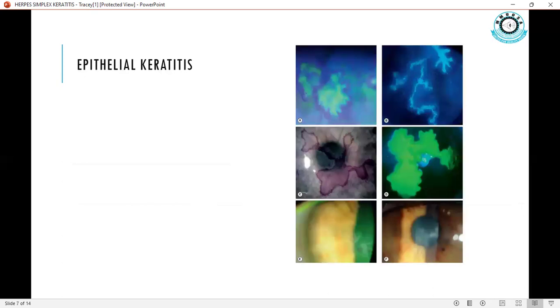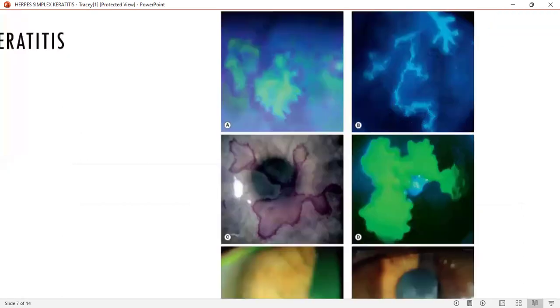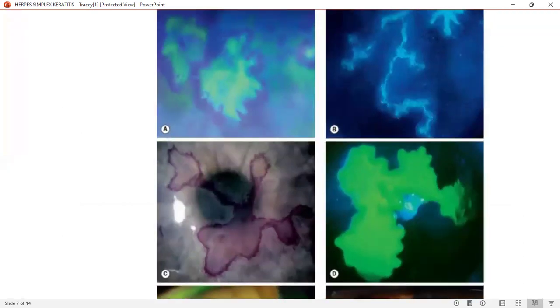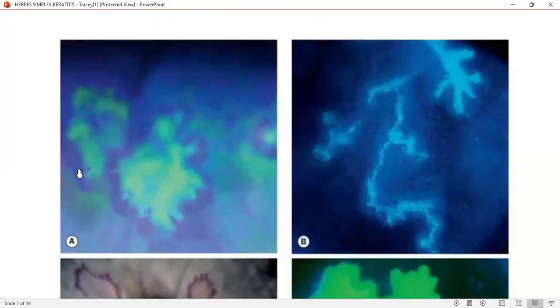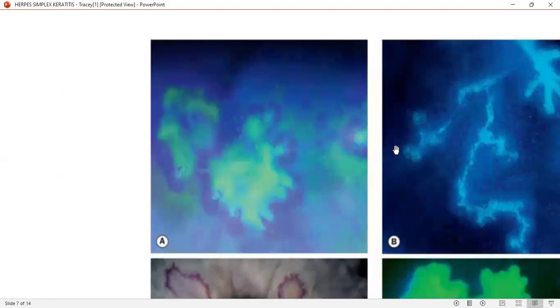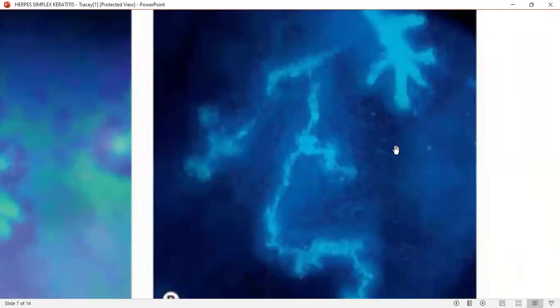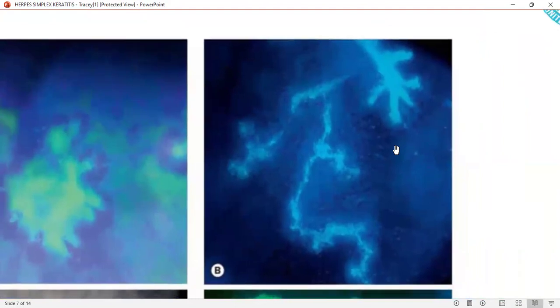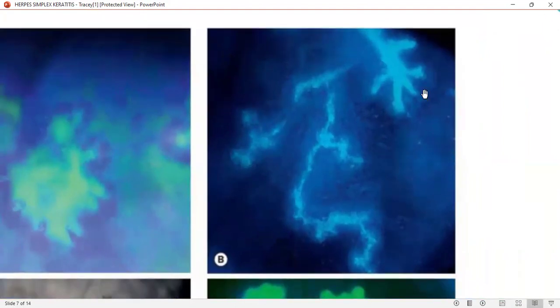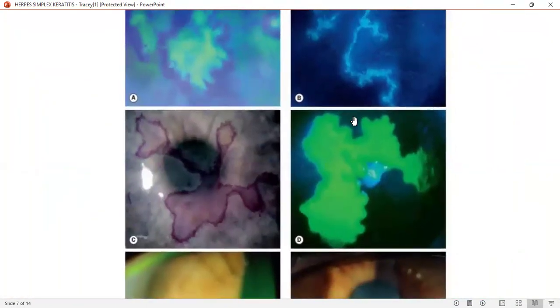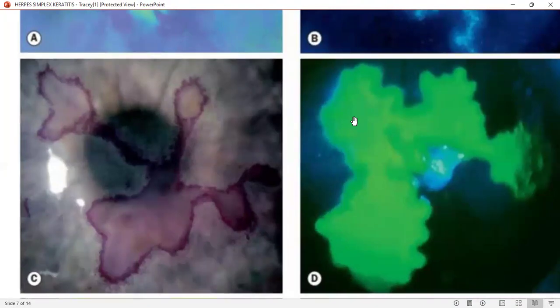So you can see in picture A the way the ulcer for epithelial keratitis is staining under fluorescein. That's fluorescein, okay? And then for the dendritic ulcer, you can see in picture B the way it has stained with the fluorescein. I think with that, we'll be done with epithelial keratitis.